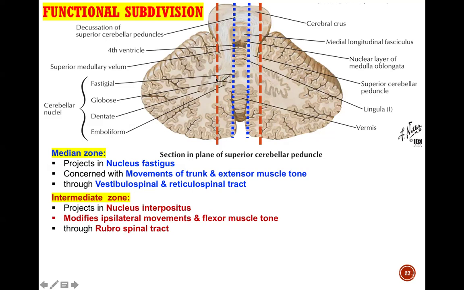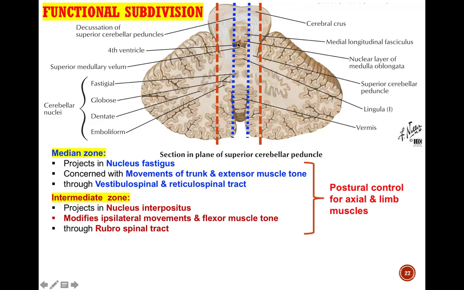They are responsible for same-side movement. They are controlling or modifying the same-side movement and also controlling the flexor muscle tone. The median zone is responsible for the extensor muscle tone, and the intermediate zone is responsible for the flexor muscle tone, and they control all these things with the help of the rubrospinal tract. If necessary, we'll discuss this tract in an individual section.